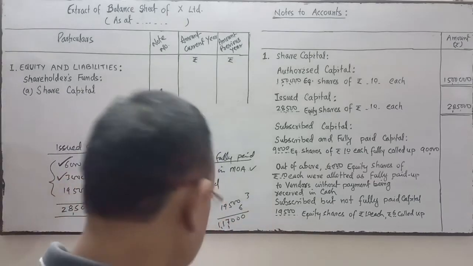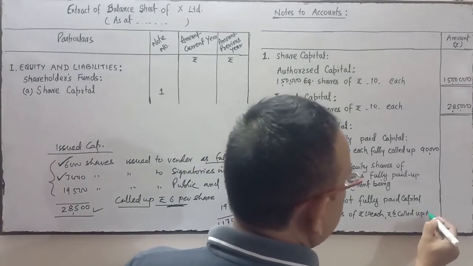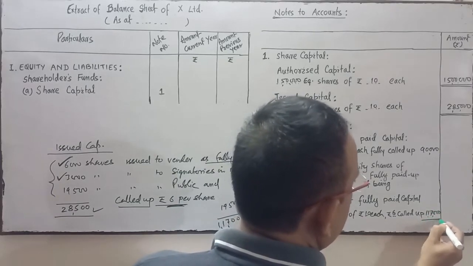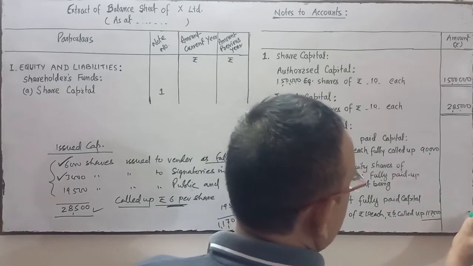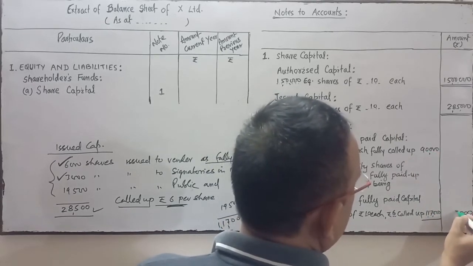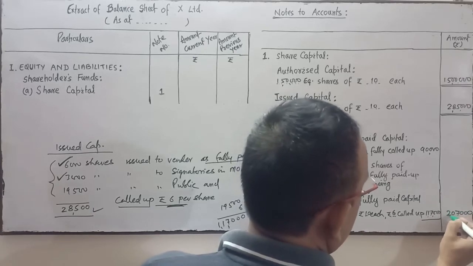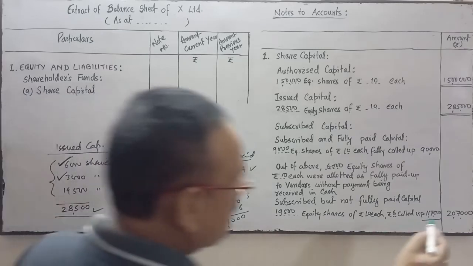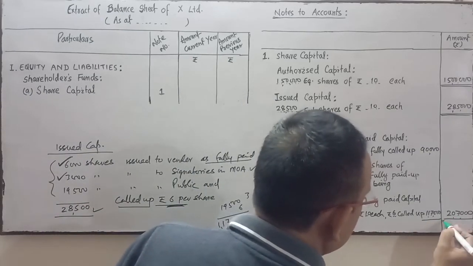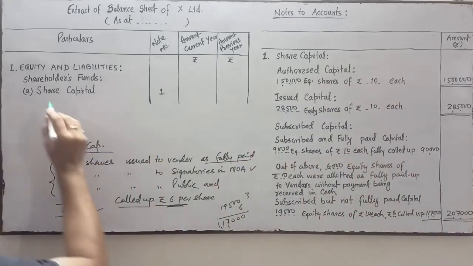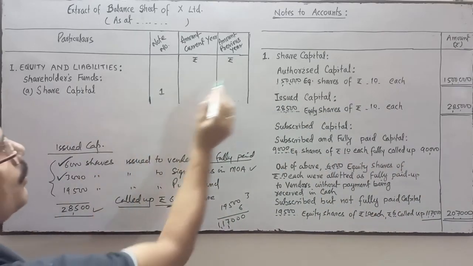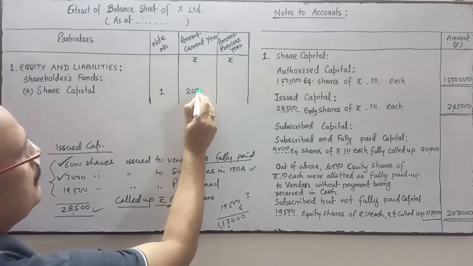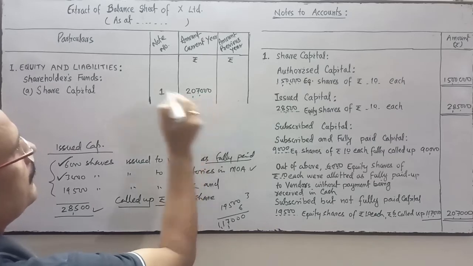One lakh 17,000. So total amount is this and this amount. Now I am going to add it. 2,07,000 is the total amount. This amount 2,07,000 we will write under the share capital, note number 1. This is the note number 1. 2,07,000 we will write it over here.